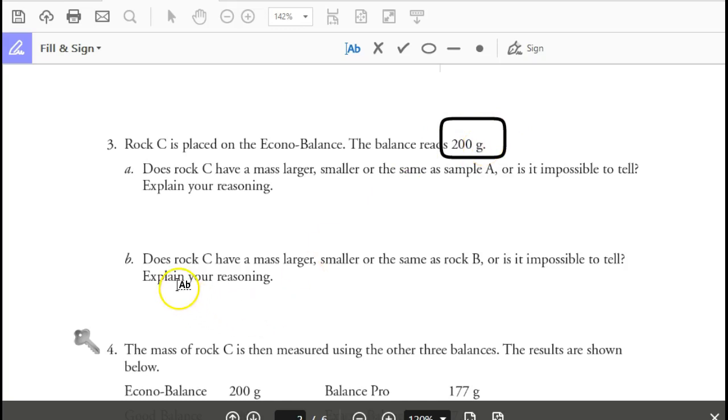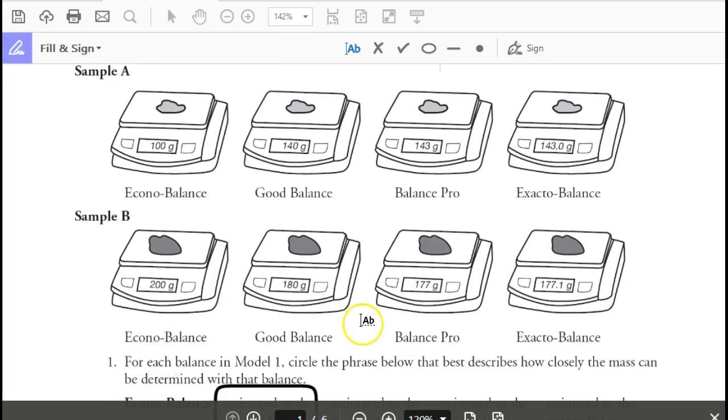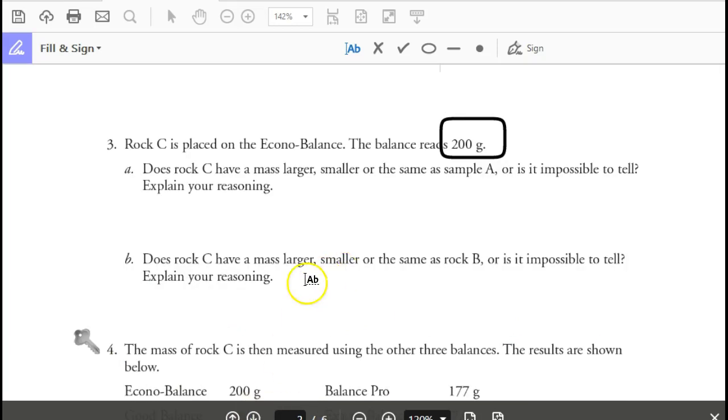So for B, does rock C have a mass larger or smaller or the same as rock B, or is it impossible to tell? Let's go look at B. For sample B, it's between 200 and 177.1 grams. So for this one, it's impossible to tell. The Econo balance doesn't give enough information, even though the reading for the 2 rocks are the same. The measurement is estimated, so one might be larger than the other. So this one is impossible to tell.